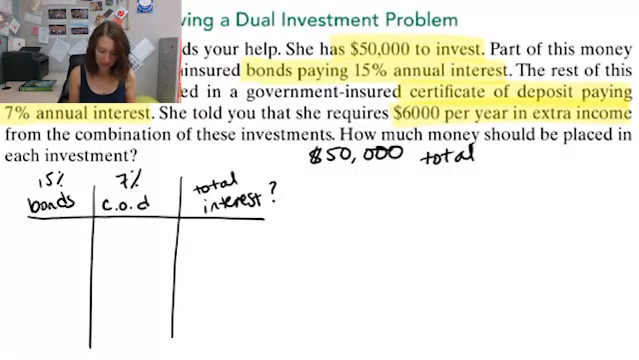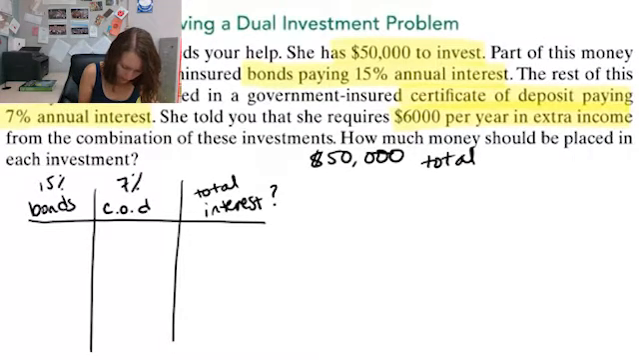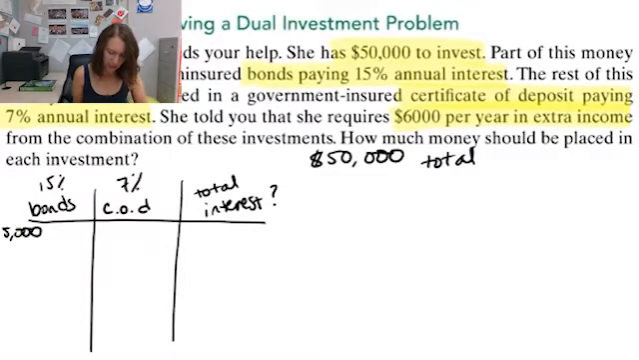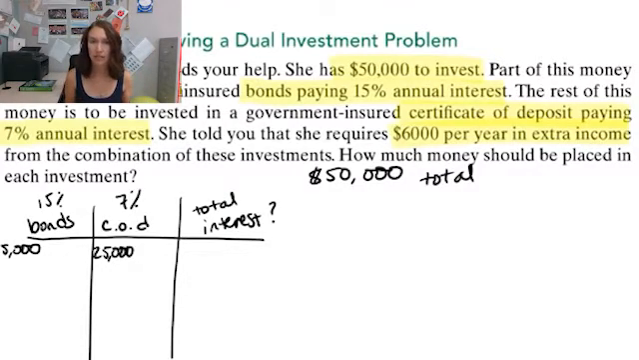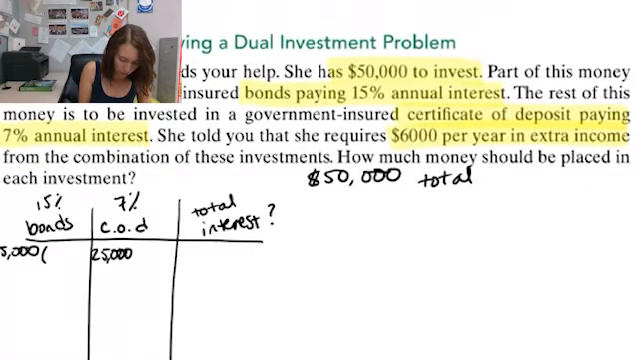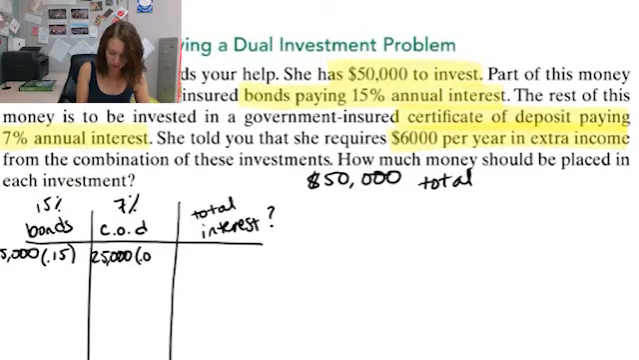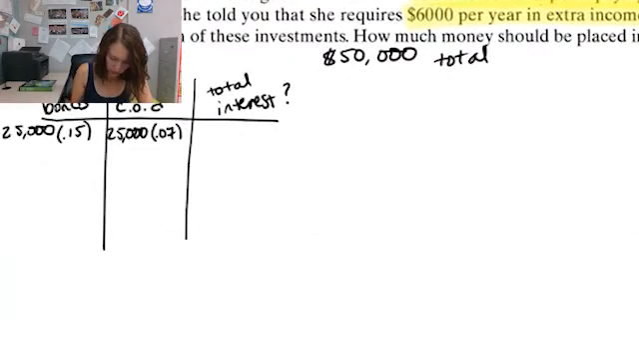Let's just split it in half and see how that works. So if I invest $25,000 in the bonds account, and the other $25,000 in the certificates of deposit, in order to calculate the interest, how do we find what 15% of $25,000 is? We multiply by 0.15. And for 7%, we multiply by 0.07. So I'm going to write those below.